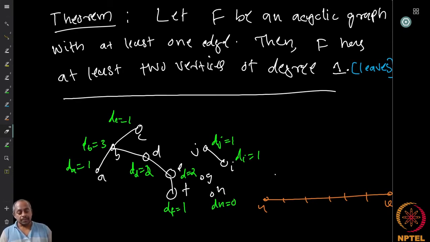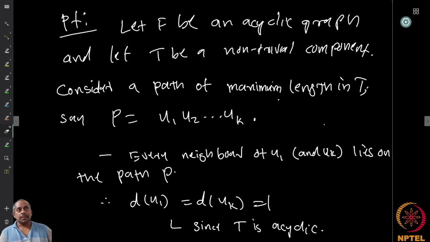Okay, so this of course holds. We proved it for just a single tree, any non-trivial tree. So if there are several components, then you can say that there are several leaves in the tree, right? Okay, so here is the proof.